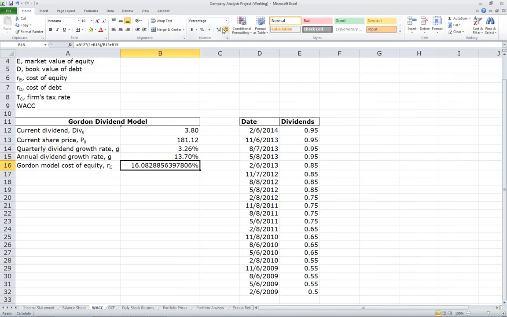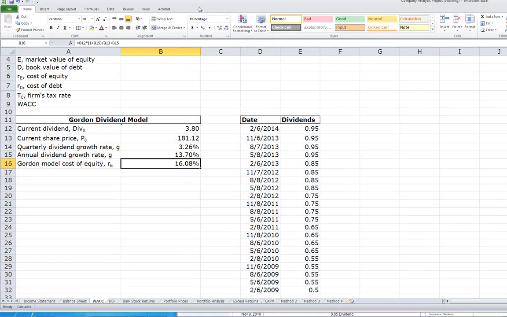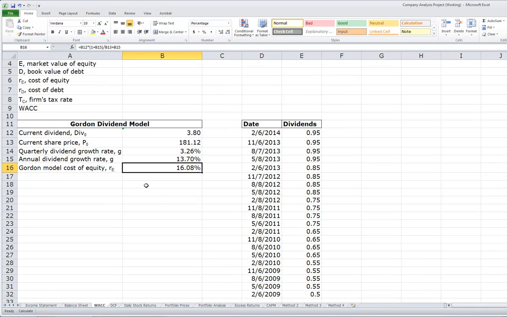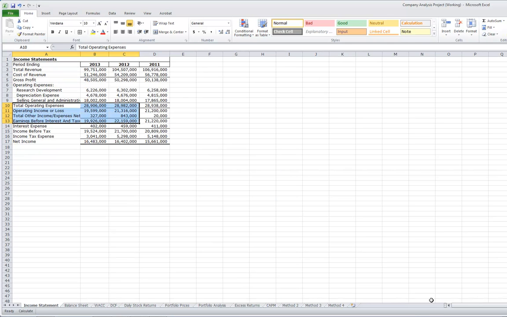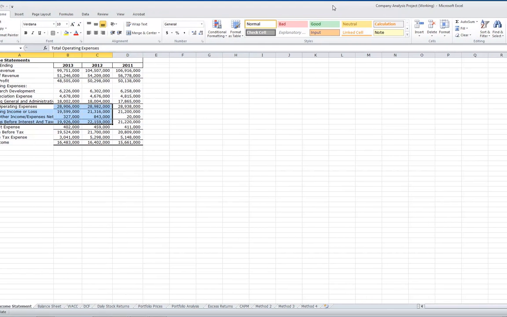We like to list all of our percentages in at least two decimal places. So we have a cost of equity of 16.08, and now we can use that in our weighted average cost of capital calculation. Other information we need for WACC is the number of shares, and I want you to list the number of shares in thousands. The reason for that is because your income statement is listed in thousands.